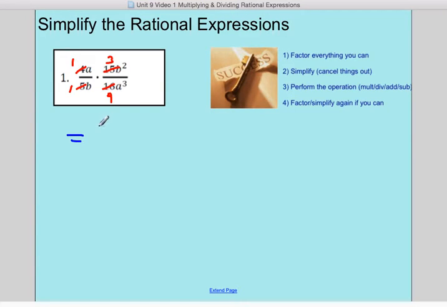So I'd have 1 times 3 is 3. Then I have a times b squared, so ab squared, all over 1 times 4, that's a 4. So I would have 4, and then I would write it in order, a to the third b.